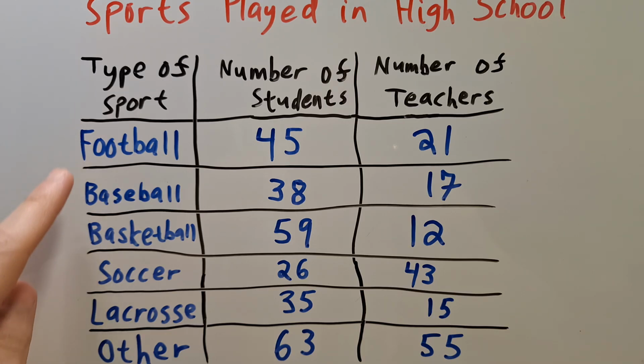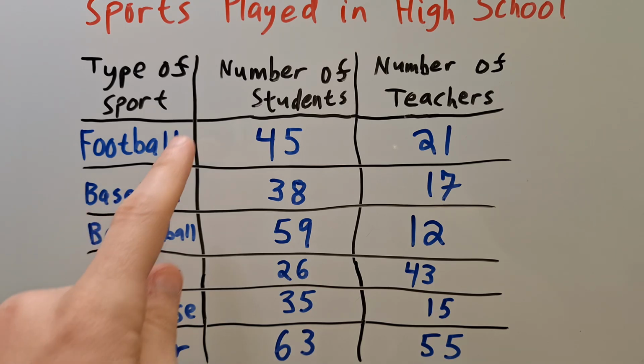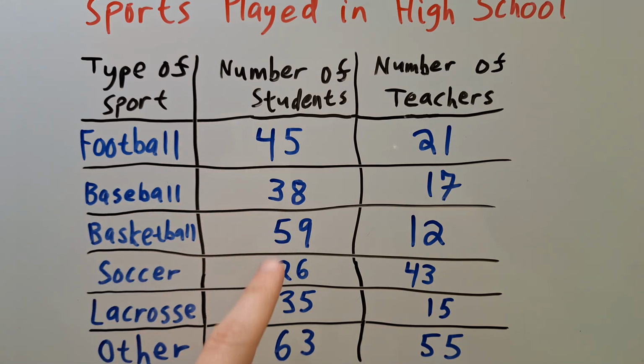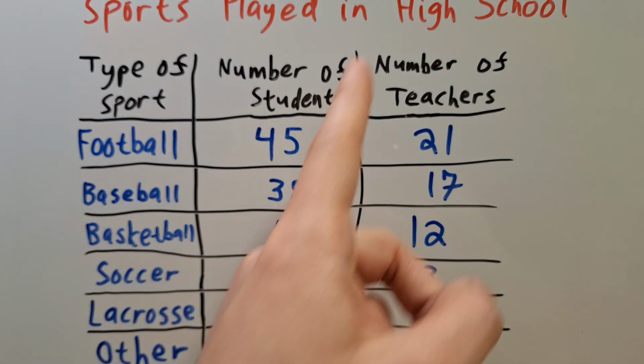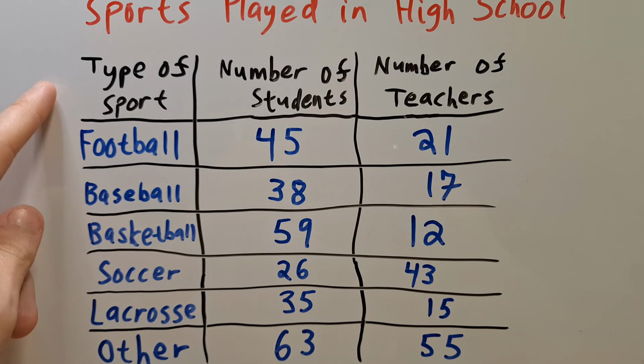So we have 5 different types of sports, and then an other specifying a different type of sport that was not labeled here, and then those specific numbers for that category. I have a column for students and a column for teachers, and then a column for the different types of sports.